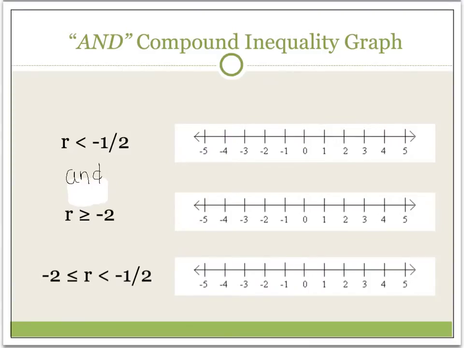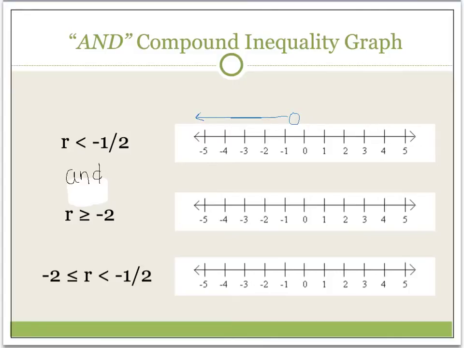So let's take a look at what our solutions look like when we put them on a graph. We're going to graph both of them separately at first, but to have our final answer, it must be on one graph. The first inequality, we remember when it's a less than symbol, is an open circle. It's going to be an open circle at -1/2, and since r must be less than it, it's going to go to the left. That is the graph for r is less than -1/2.